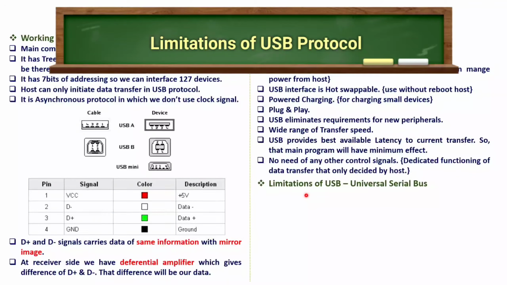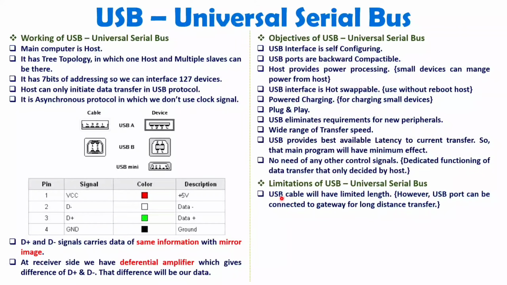When we talk about limitations of the USB protocol, then you should know the USB cable will be having limited length. But if you have a gateway, in that case you can have long distance transfer. But technically when we talk about plug and play, you have limited length. Here it is slower than Ethernet. You should know, my dear students, with optical cable we can have hundreds of Gbps of speed, right? But with USB 4.0, we have upgraded to 40 Gbps, but that is still slower compared to Ethernet, as in Ethernet we have long distance communication as well.